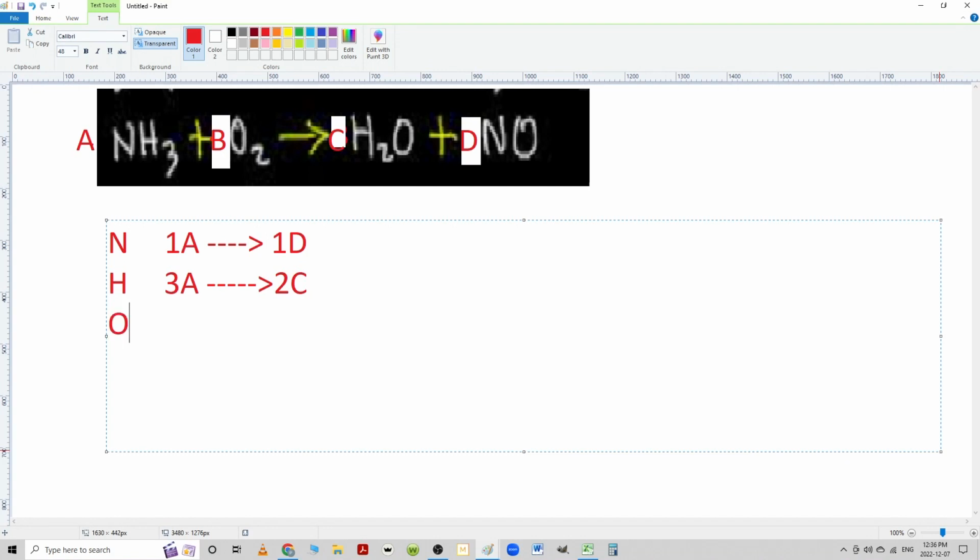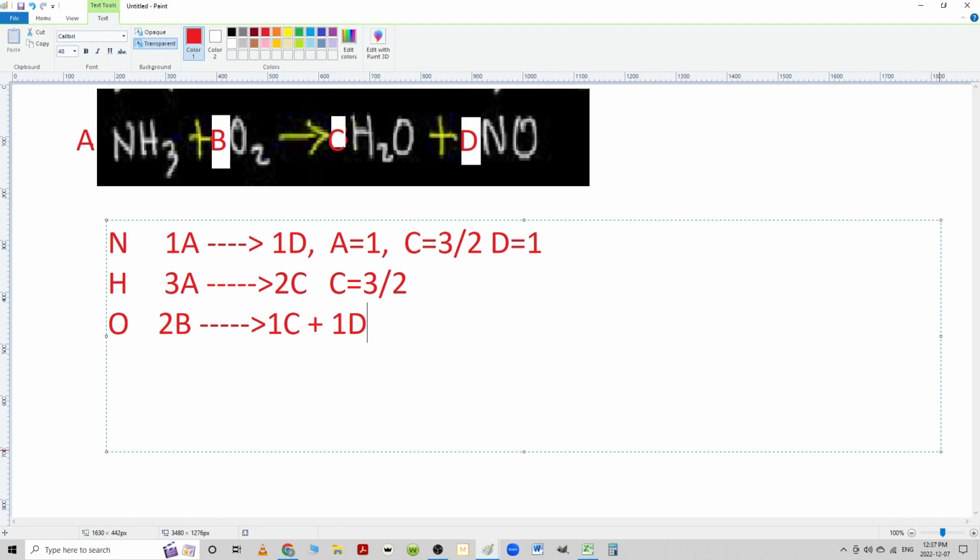Going on to the oxygen, there's 2B, and on the right side, there is oxygen, there is 1C plus 1D. There's my mistake right there. You're going to let A equal 1, therefore D must be equal to 1. Down here, if A is equal to 1, this must be the equation. So C is equal to 3 over 2. So that was right.